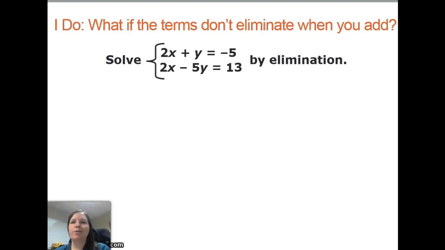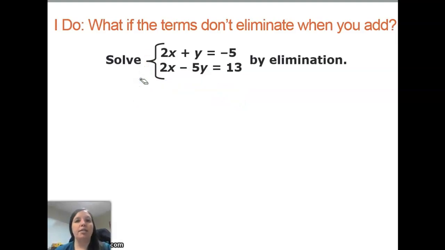But what if the terms don't eliminate when you add the two equations together? So right now, if I were to add these two equations together, I would get 4x minus 4y equals 8. And I'm really no better off than I was before because I still have an equation with an x and a y involved. So what if your terms don't eliminate when you add them together?